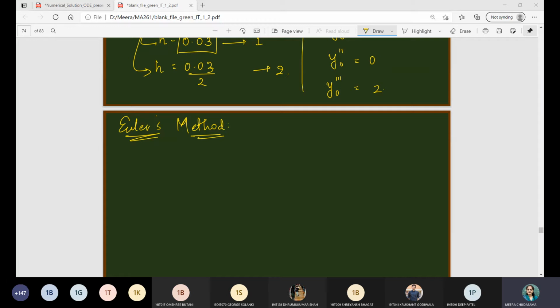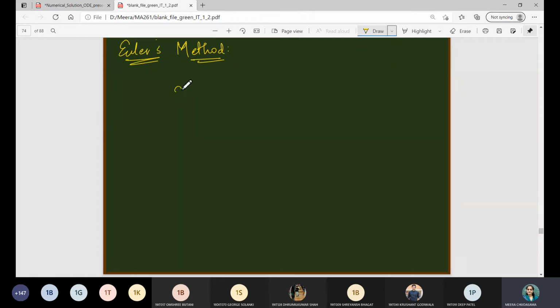Okay, fine. So Euler's method. In that case also we are given the differential equation. Suppose it is represented by dy by dx as a function of x and y, in which the initial condition will be given, that is y at x0 is y0. So this is the given data we have: one differential equation together with the initial condition.